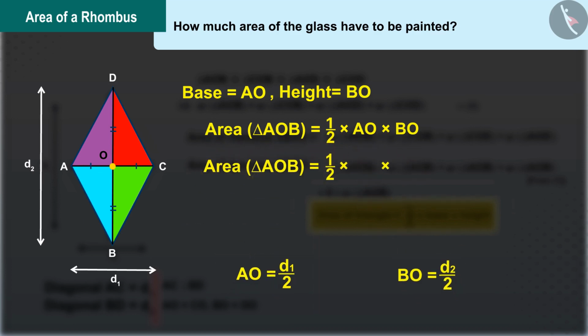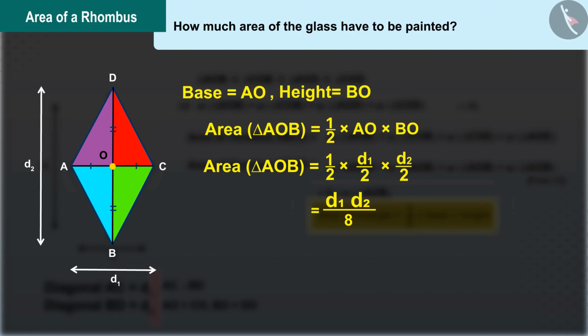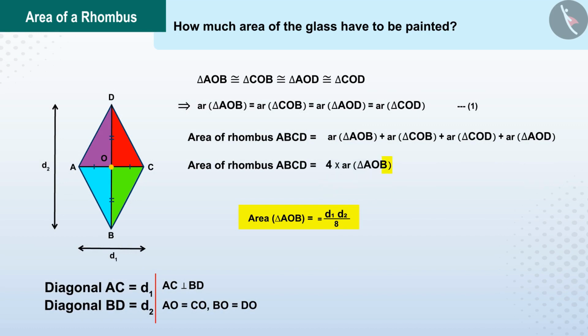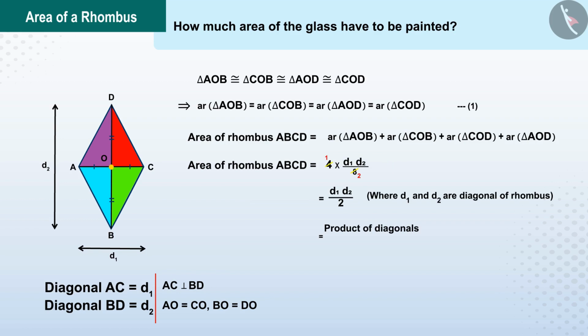Substituting the values of AO and BO into the formula for the area of triangle AOB, the area of triangle AOB is D1 times D2 over 8. So now, can you find the area of rhombus ABCD? As we have read, the area of ABCD is 4 times the area of AOB. Using the area of triangle AOB, the area of a rhombus is half the product of its diagonals.